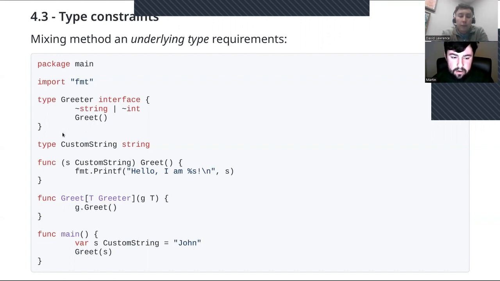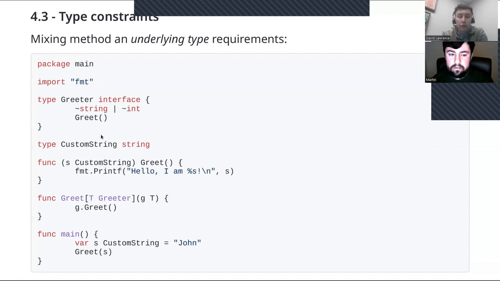So here, the types are all satisfied and everything will work. Then we say we have a custom string called John, and we're going to call greet on that custom string. What greet will do is it will be specialized for the type Greeter, and it will call the greet method from that interface. That will in turn print, hello, I am John, right?